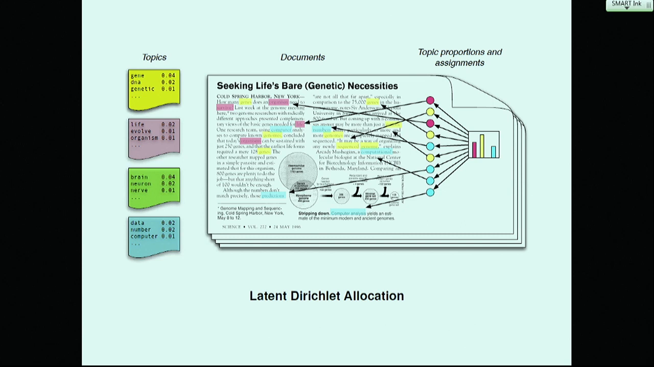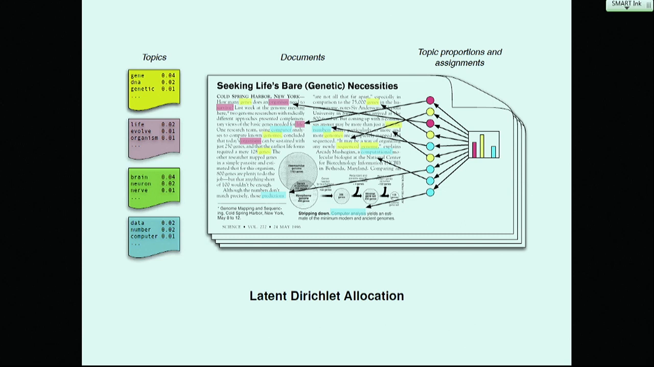And LDA assumes that each document arises as follows. First, choose a distribution over topics. That's this little histogram here. It chooses the pink, yellow, and blue topic. Then, for each word in the document, choose a colored button from that distribution. So here I chose the blue button. And then look up the distribution over terms associated with that button and draw a word. So choose the word analysis. Here, choose the yellow button, choose the word genetic. Here I chose the pink button and chose the word life, and so on. I repeat this for every word in the document. And that's how I write a document.